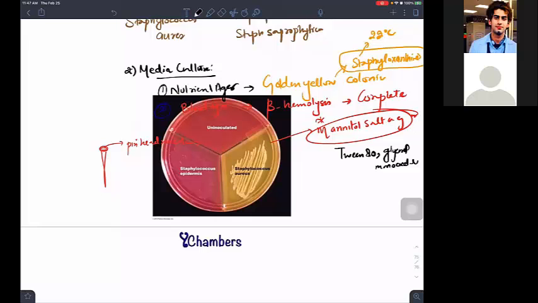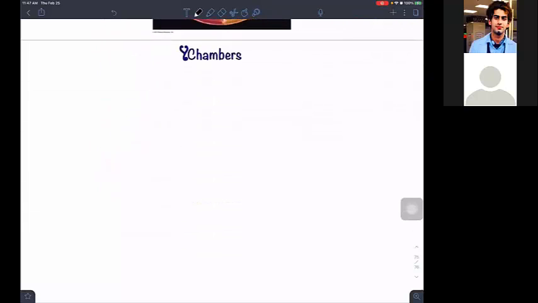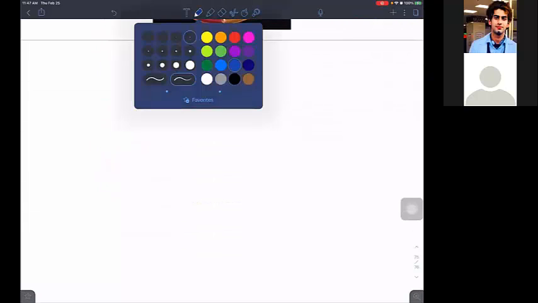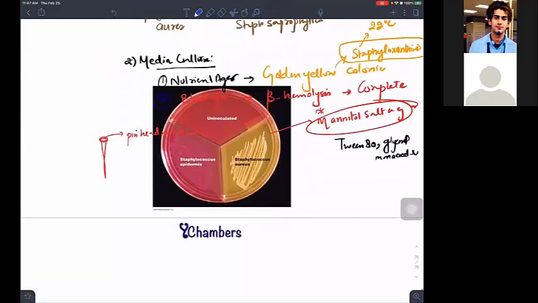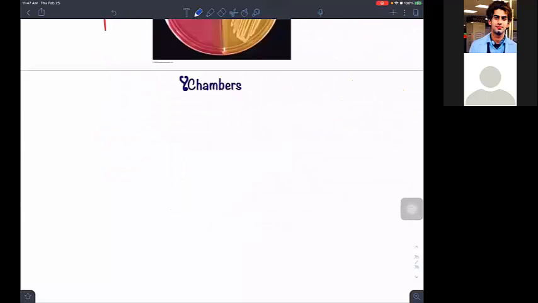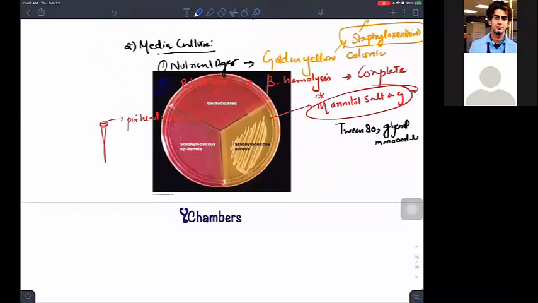So tell me one thing. If I have a MacConkey agar, you have learned about the MacConkey agar. Can you tell me what is the principle behind MacConkey agar? What do we have to appreciate in a MacConkey agar? No one is answering. It is actually the lactose fermentation. We are seeing whether the colonies are pink in color or not, whether the color change is happening. If the color change is happening, then lactose fermentation is happening. Pink color changes.